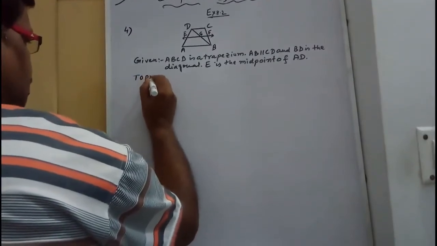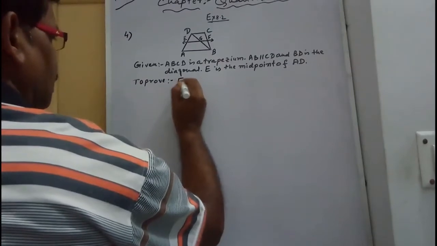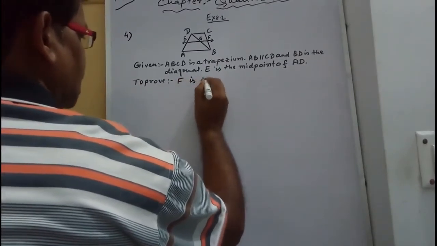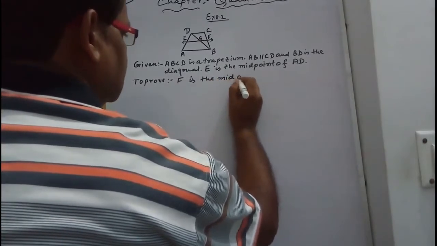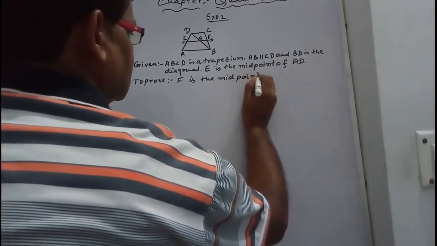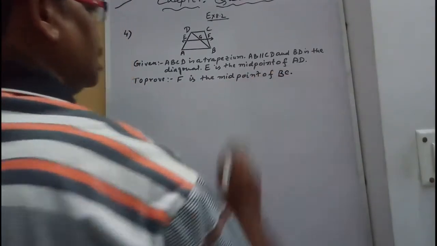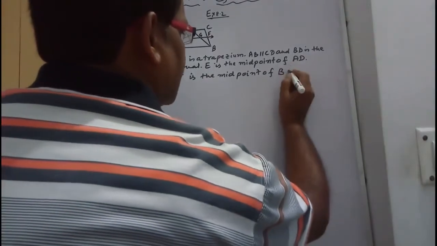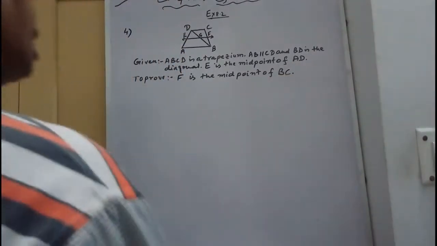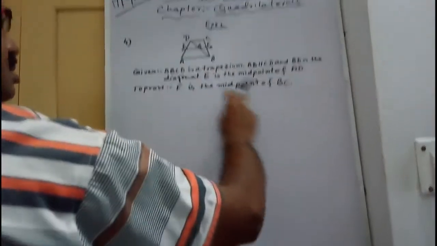To prove: F is the midpoint of BC. So you have to prove that F is the midpoint of BC.